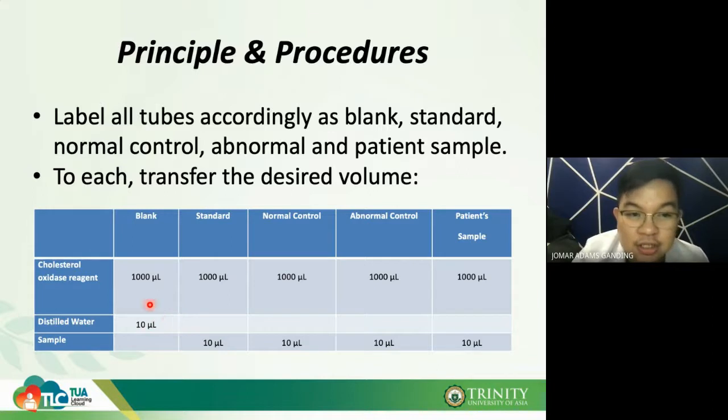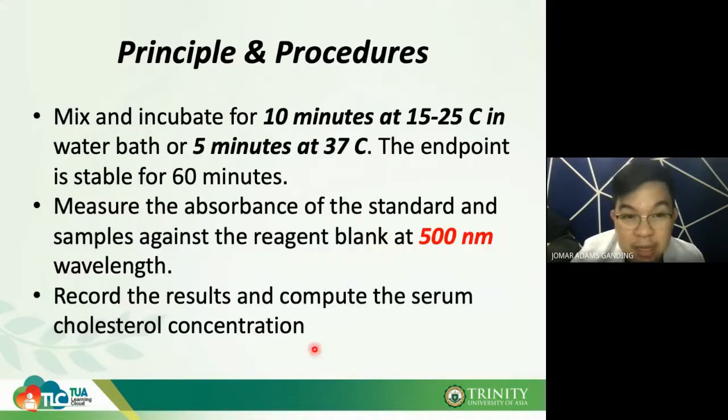And remember, for your blank, you'll be mixing 1000 microliter of your reagent with 10 microliter of your distilled water. So this one, the blank here, to be more specific, this is your reagent blank. So after labeling and after dispensing the desired volume to the different tubes, we'll mix them and incubate them for 10 minutes if it is at room temperature. If you're using a water bath or an incubator, you can incubate it at 37 degrees Celsius for 5 minutes.